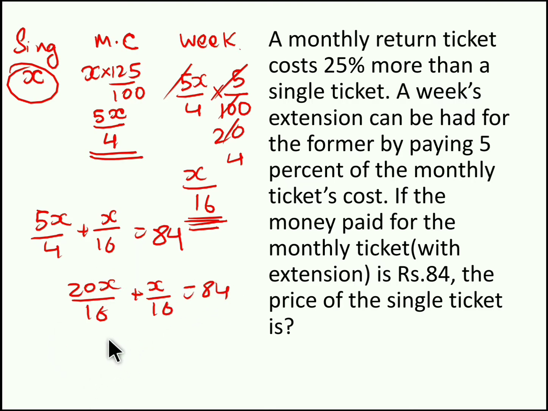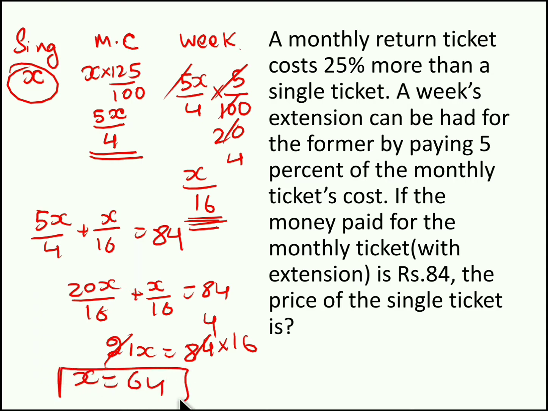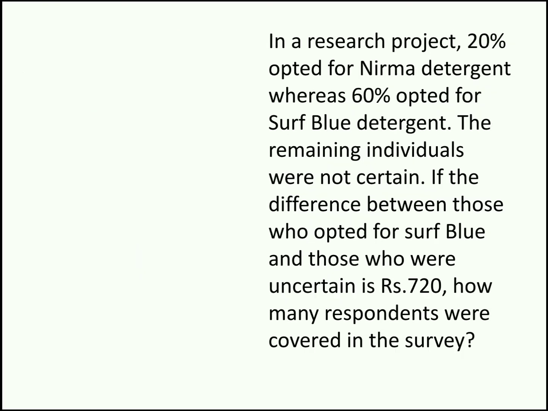So when you solve it, you get 21x equal to 84 into 16, 4 times. So 4 into 16 is nothing but 64. So 64 rupees is the cost price of a single ticket. Hope you understood the problem, right? The question seems to be very difficult, but if you closely observe the statements, it's very simple. Now moving to our 8th question.